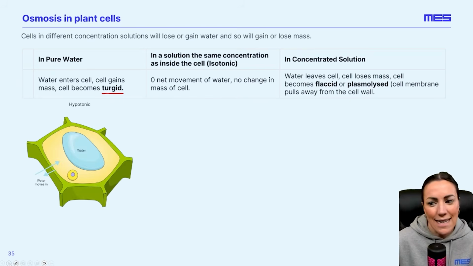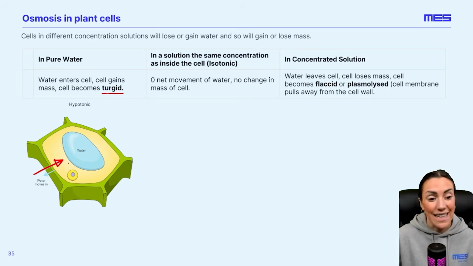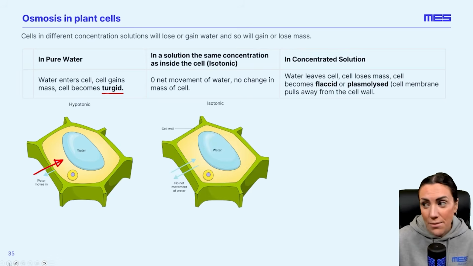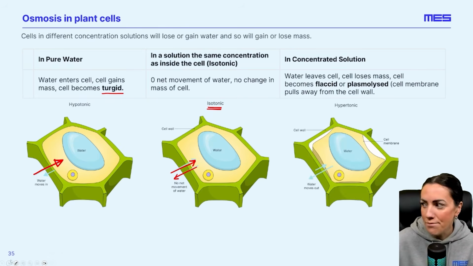Let's have a look at these in diagram form. So the cell here has been placed in pure water. So water is going to move in to the cell. The cell is going to gain mass and become turgid. Here we've placed the cell in an isotonic solution, a solution that has the same concentration as inside the plant cell. So you get movement in and out, but there's no net movement of water by osmosis because the concentrations are equal. So the shape and the size and the mass of the cell stays the same.